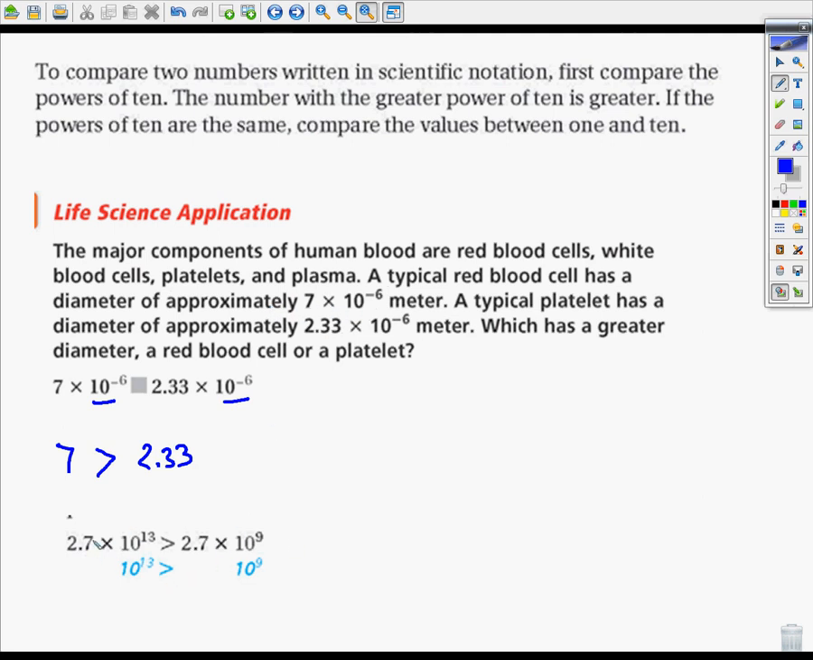Here we're just looking at the numbers 2.7 times 10 to the 13th, 2.7 times 10 to the 9th. These values are the same, so you look at the power on the 10. 10 to the 13th is bigger than 10 to the 9th.